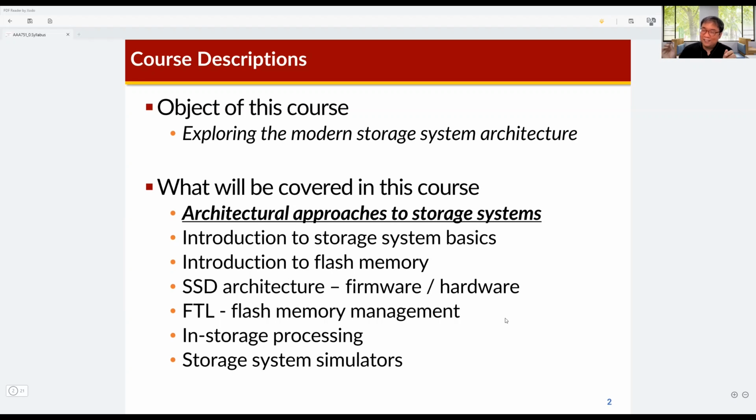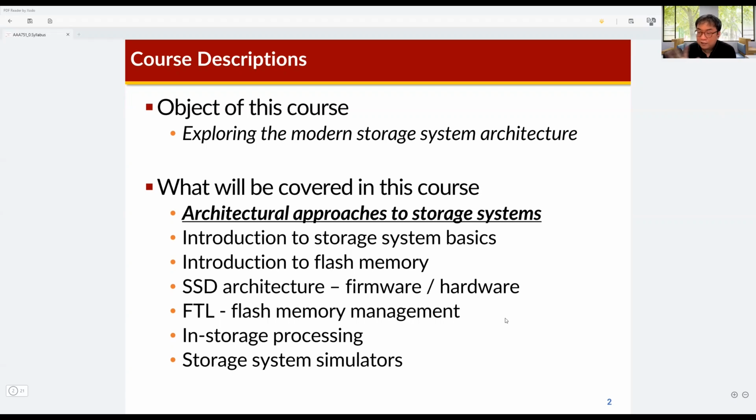But with mechanical devices, the motors just rotate. So the latency of the hard disk drive varies by situation. That is the disadvantage. Also, it's very slow, much slower than the semiconductor device. So recently, many computer architecture researchers focus on solid state drives. So in this course we will focus on solid state drives.